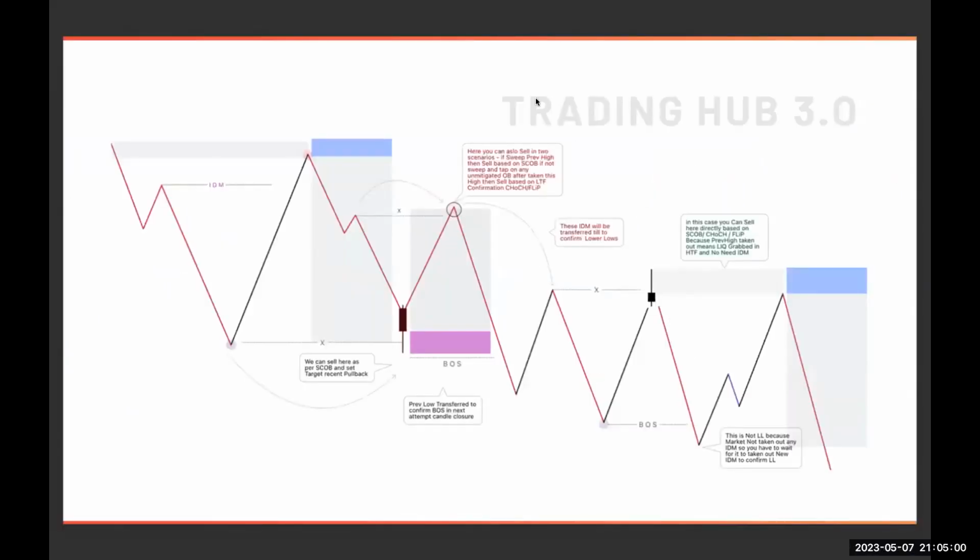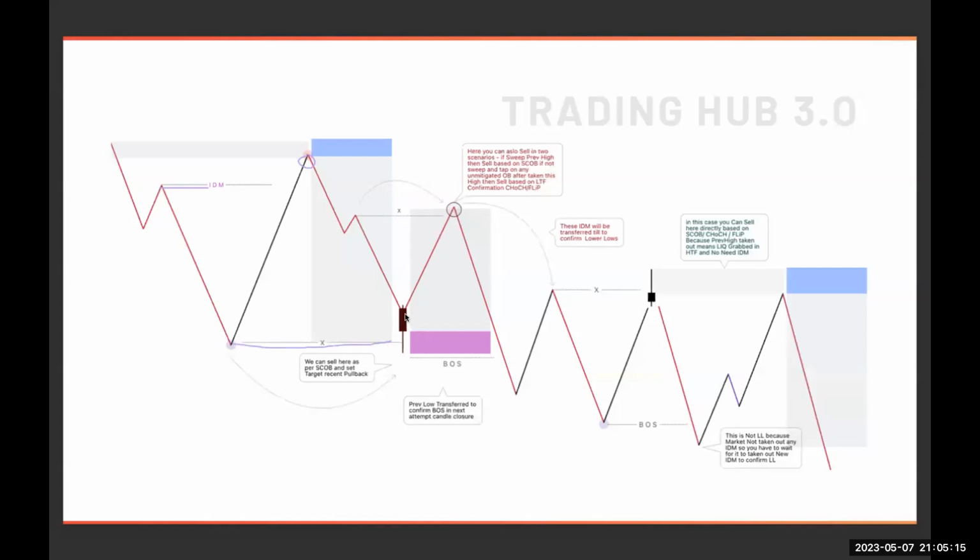Here you can see a similar thing. Taken out the inducement, tap on your PY, you can sell here. Simple. But in this case, the situation is a little bit different. Market is bearish and swept the main low here. So how can you deal with it?